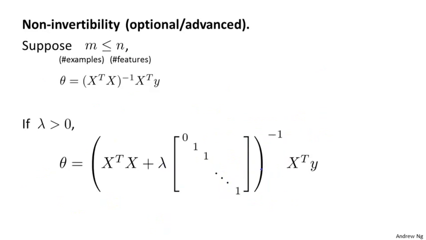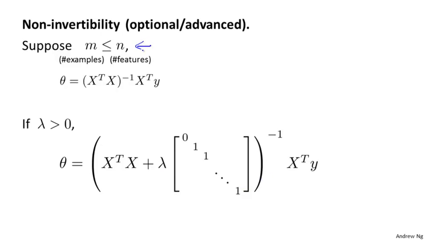So finally, I want to just quickly describe the issue of non-invertibility. This is relatively advanced material, so you should consider this as optional, and feel free to skip it, or if you listen to it and parts of it don't really make sense, don't worry about it either. But earlier when I talked about the normal equation method, we also had an optional video on the non-invertibility issue. So this is another optional part that's sort of an add-on to that earlier optional video.